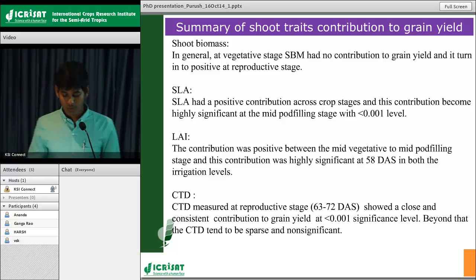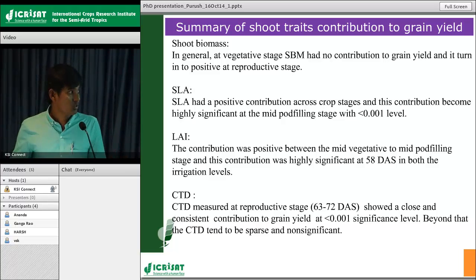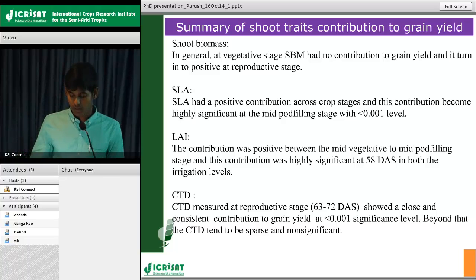LAI performed reversely, as I mentioned in the previous table, but the CTD measured at the reproductive stage, especially from 63 to 72 days after sowing, showed a positive contribution to grain yield at the 0.1% significance level. Beyond that, the CTD tended to become sparse and not significant as the crop approached maturity.